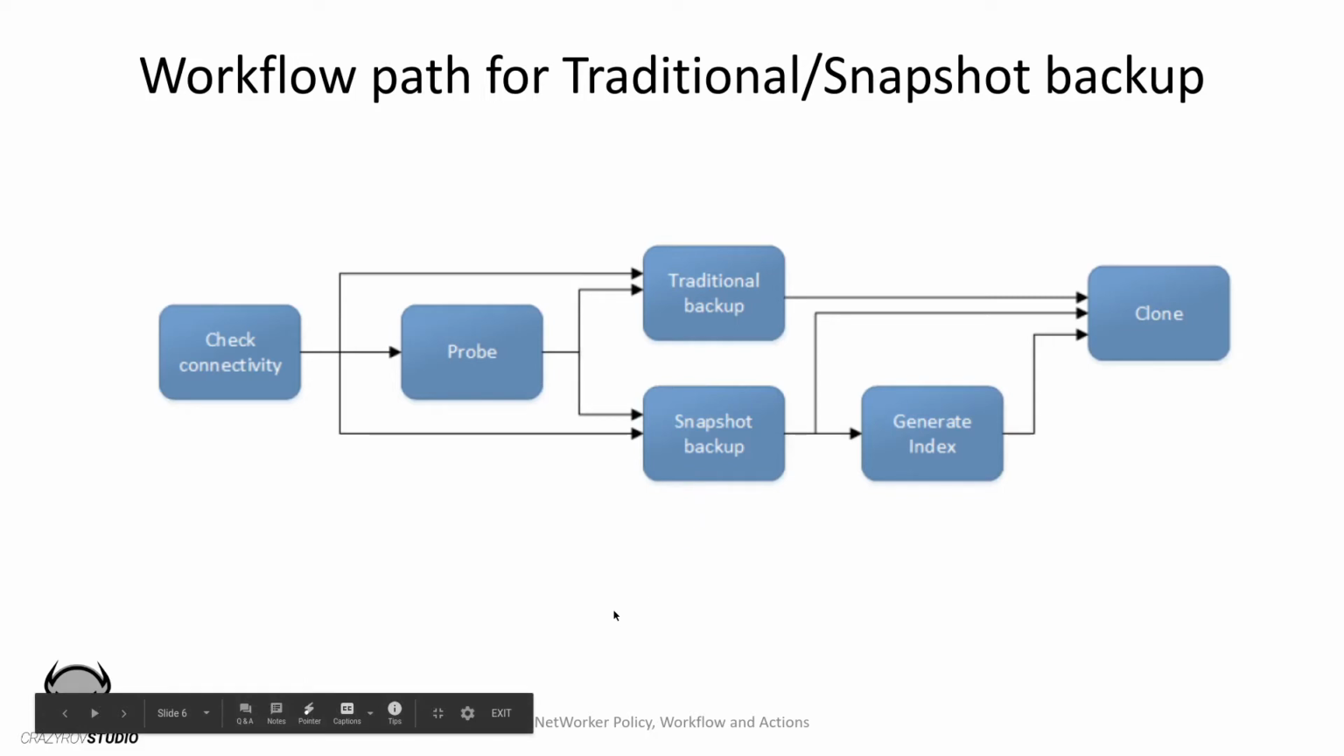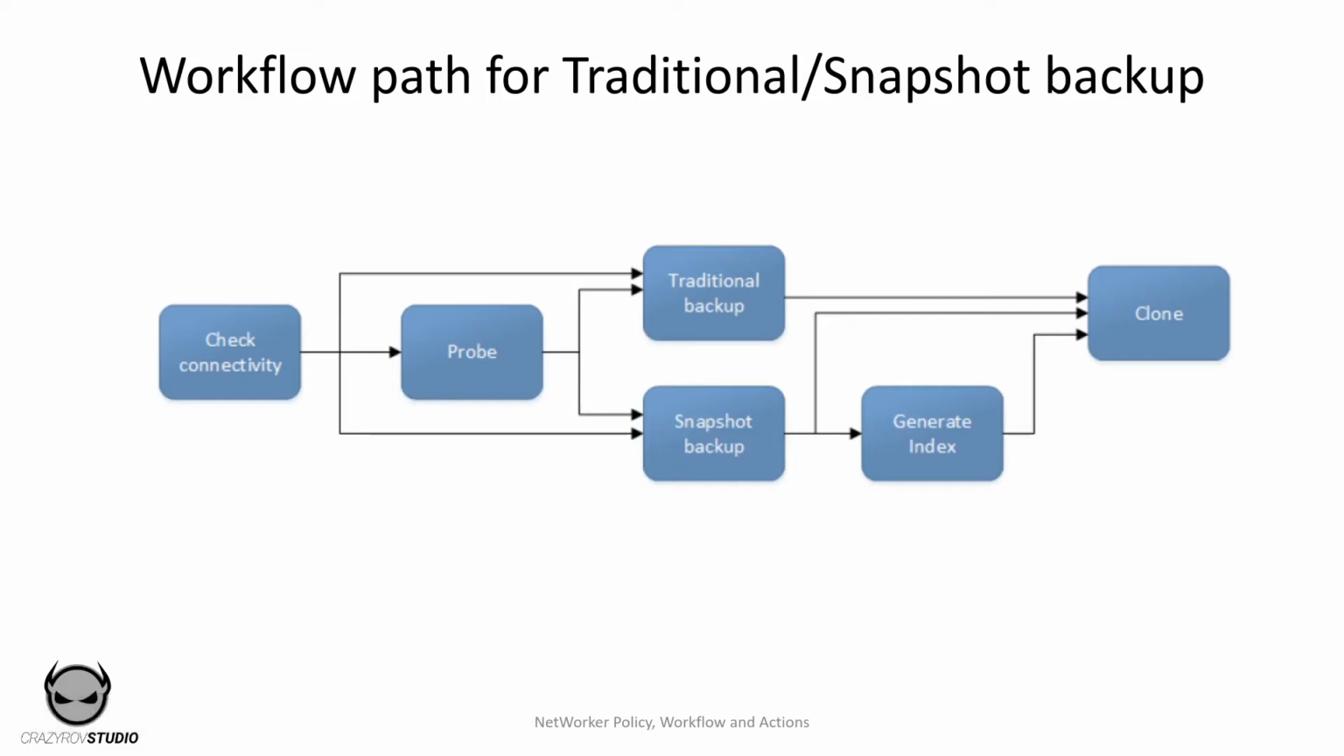The check connectivity action, as the name suggests, checks if the NetWorker server is able to communicate with the NSR execd service on the client machine. If not, then the action fails and the workflow is also marked as fail. No other action in the workflow after the check connectivity action would run.